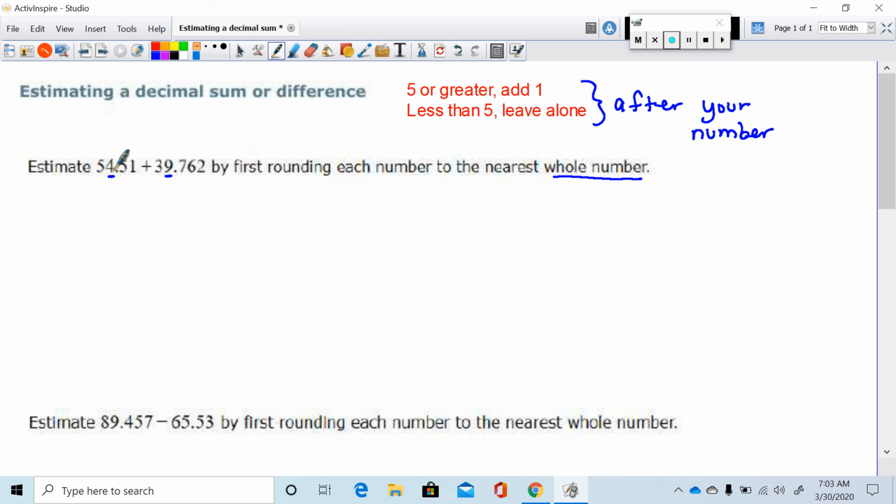So since I'm looking at the 4, I've got to look at the number after it. Since that is a 5, we have to add 1 to the 4. So that's just going to be 55. Once you do that, any numbers following that number just get dropped off. Plus, okay, we are looking at the number after the 9, which is 7. So because that's larger than a 5, we're going to add 1 to 39, so that's going to be 40. And then you just add. So you get 95, and that's your answer for that one.